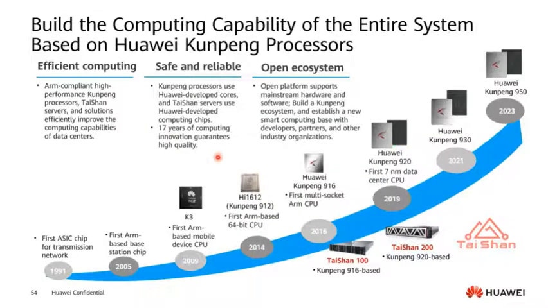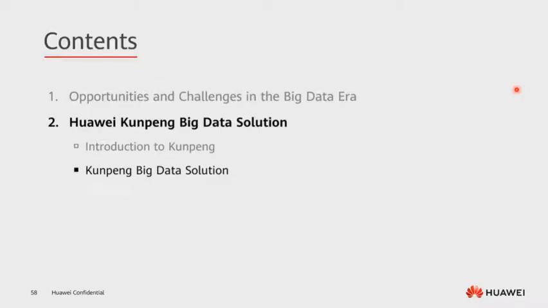As for the basic hardware or infrastructure, in 2016, Huawei introduced the first multi-socket ARM CPU called Huawei Kunpeng 916, and also the first self-developed server called TaiShan 100. Three years later, we introduced the first 7nm data center level CPU called Huawei Kunpeng 920, and also a new generation server called TaiShan 200. We expect that in the year 2021, we will have Kunpeng 930, and in 2023, we will have Kunpeng 950.